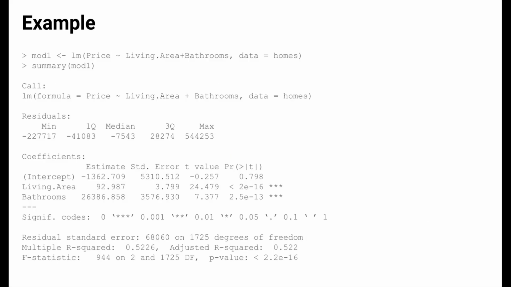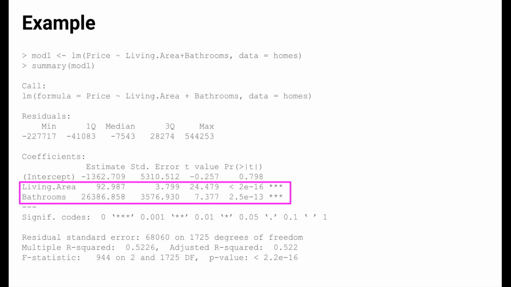Let's look at an example from the New York housing data. We fit here a linear regression model of house price with the predictors living area in square feet and number of bathrooms. We see from looking at the coefficients part of the output that both living area and bathrooms look like relevant predictors of house price. On average, house price increases by about $93 per extra square foot, holding constant the number of bathrooms. And on average, each extra bathroom is worth about $26,400, holding constant square footage.